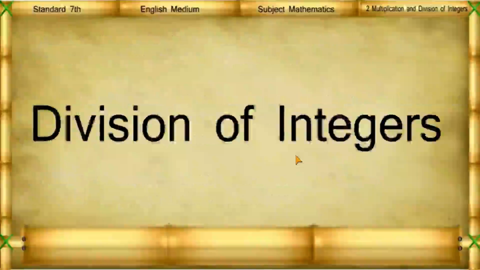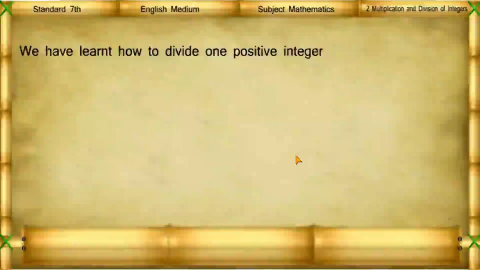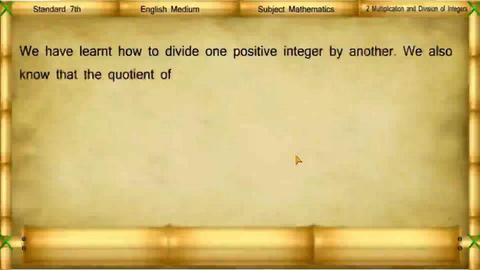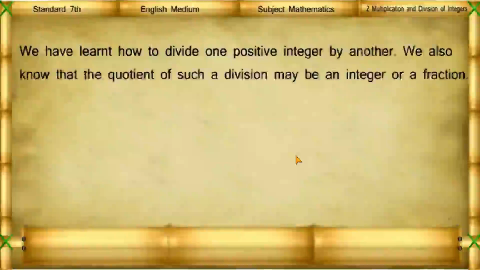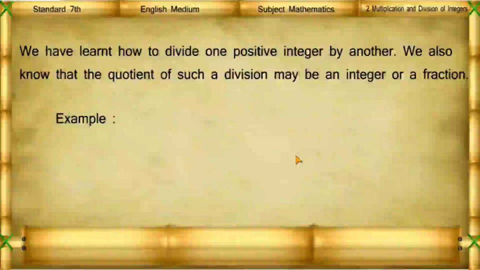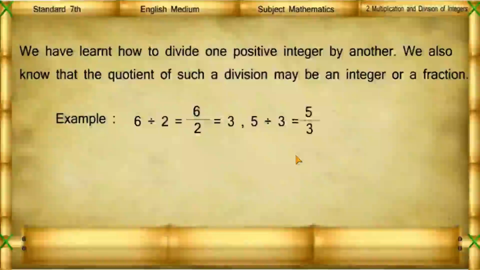Division of integers. We have learned how to divide one positive integer by another. We also know that the quotient of such a division may be an integer or a fraction. Example, 6 divided by 2 is equal to 6 upon 2 equals 3. 5 divided by 3 is equal to 5 upon 3 is equal to 1 plus 2 upon 3.